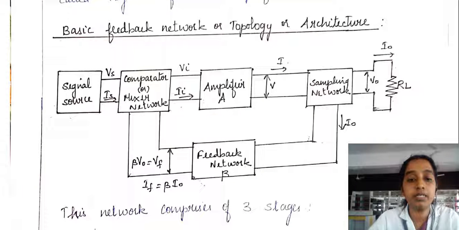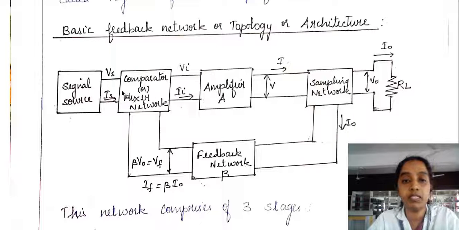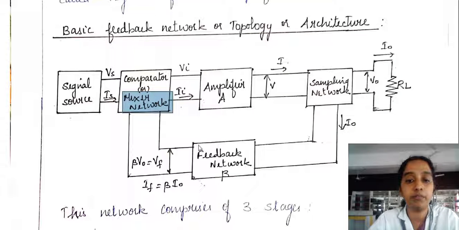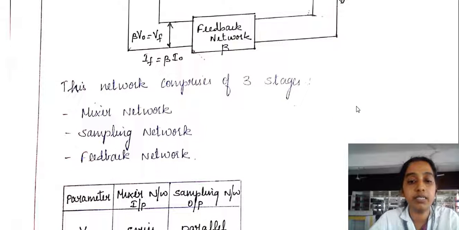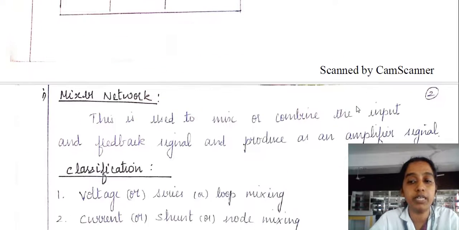So in this block diagram, I have three networks. One will be the mixer network, other will be the feedback network, and here we have the sampling network. So we can see the operation of each network.